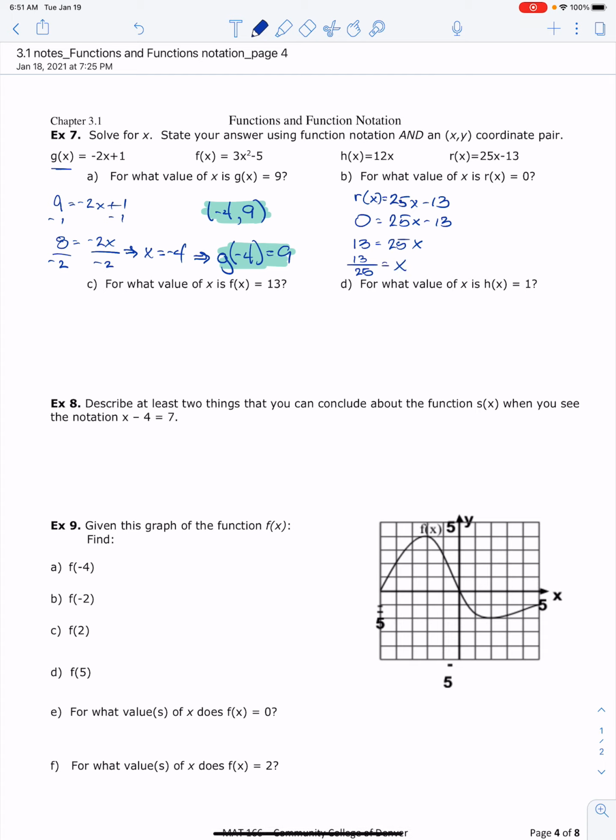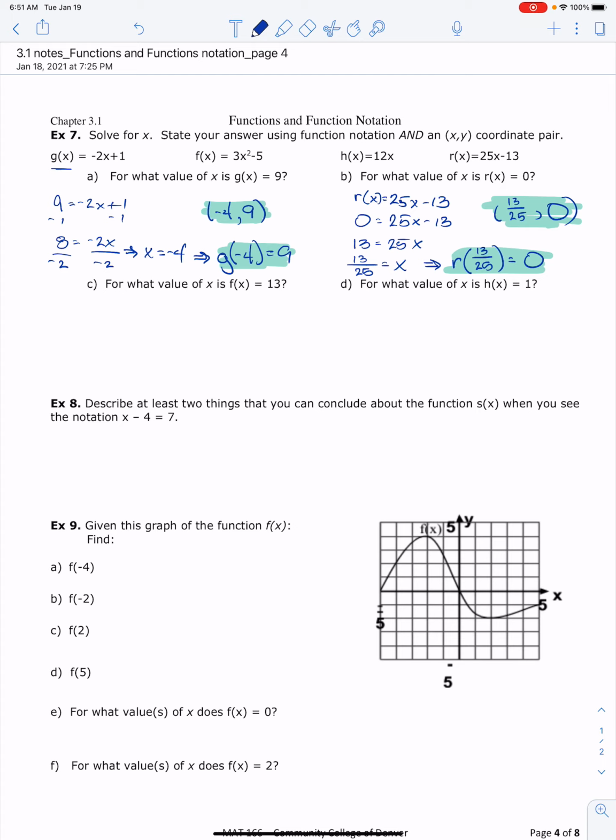So when x is 13 over 25, so what is this r? R of 13 over 25, y is 0, and so our ordered pair is 13 over 25, 0. There's our ordered pair. There's our function notation. And we shall move on. Again, if you'd like to give C a try, pause the recording now. You can come back and we'll be solving it.